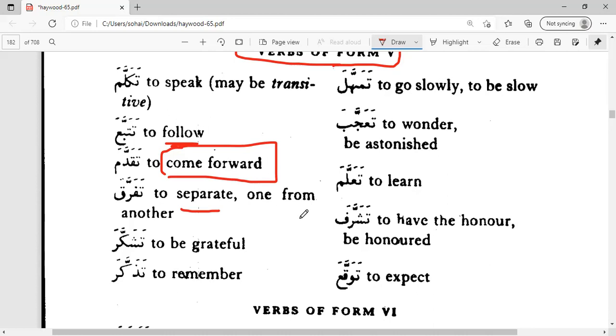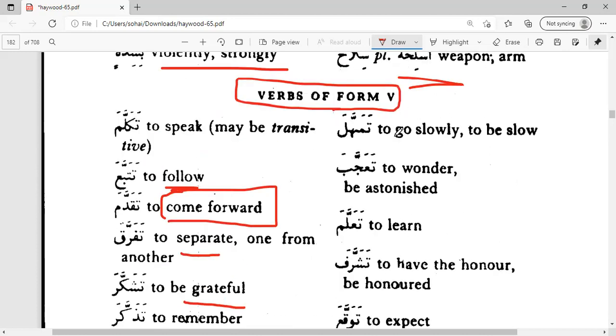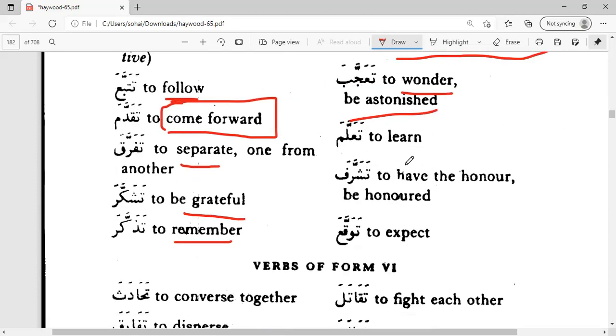Shakkara, to be grateful. Shukrun means to give thanks. Again, it reflects back to oneself; it means to be grateful. Tazakkara, to remember. Ta'ajjaba, to wonder, be astonished. Tamahala, to go slowly, to be slow. تعلم, to learn. تشرف, to have the honor, be honored. If you look at form 2, for example, sharrafa yusharrifu means to honor someone. And this is referring back to oneself, to be honored. So like you said, this is like becoming.